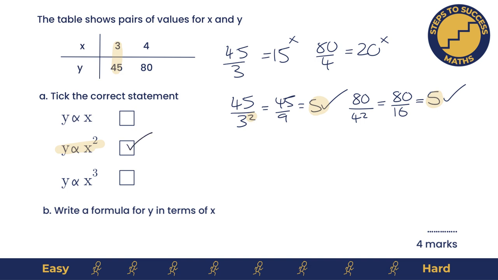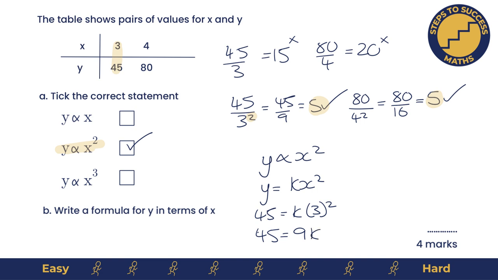Now we're going to write a formula for y in terms of x. So we know it's directly proportional to x squared. So y equals kx squared. We know when y is 45, x is 3. 45 equals k times 3 squared. 45 equals 9k, so k is 5. So the formula is y equals 5x squared. You might notice that the constant we found in part A is the 5 we use in part B.